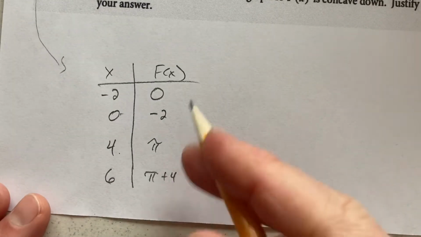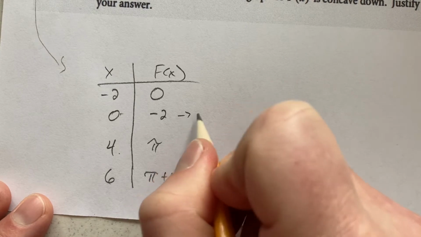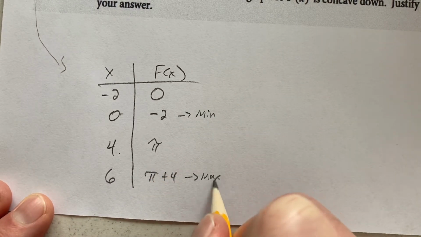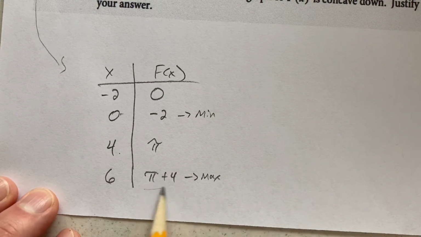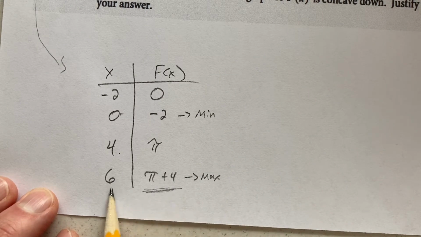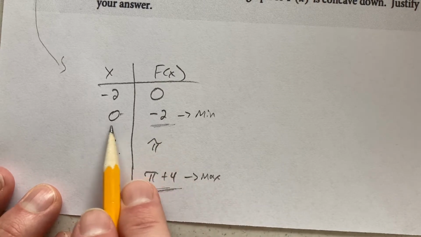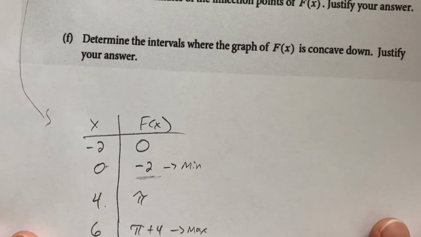So when I'm looking at my options here, the minimum would be this one, negative 2, and the maximum would be this one. So the absolute maximum value of this function is pi plus 4. That occurs at x equals 6. The absolute minimum of this function is negative 2. That occurs at 0. Okay.